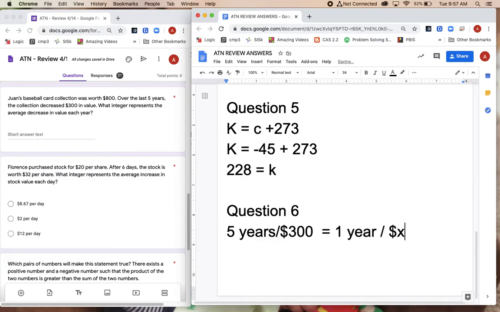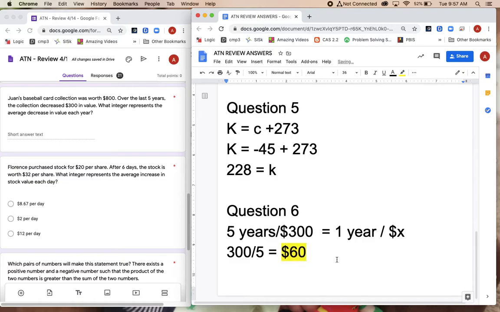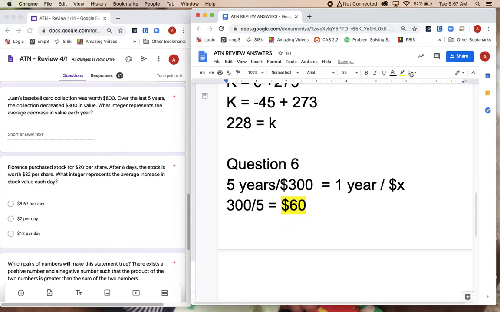That's just a proportion that you can solve, or a simple division problem, right? It would be 300 divided by 5, because you would cross multiply. But it's really $300 divided by 5, and that equals 60. So it loses $60 per year. It lost a total of 300 over the span of 5. You want to know how much it is for 1. That's just your unit rate. You're just doing some quick division to figure out your unit rate.